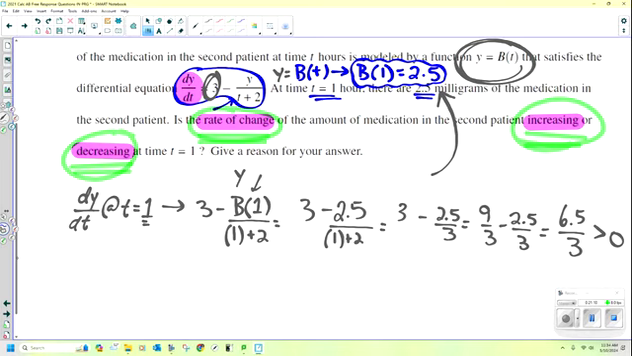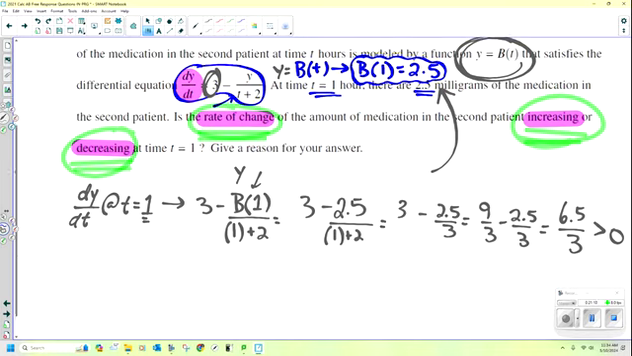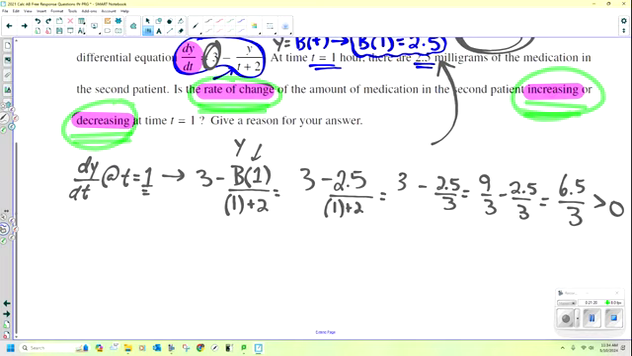But now let's take a look at the second derivative at time equals 1. Let's see how that's going to affect the first derivative. All right? Here we go. So the second derivative.